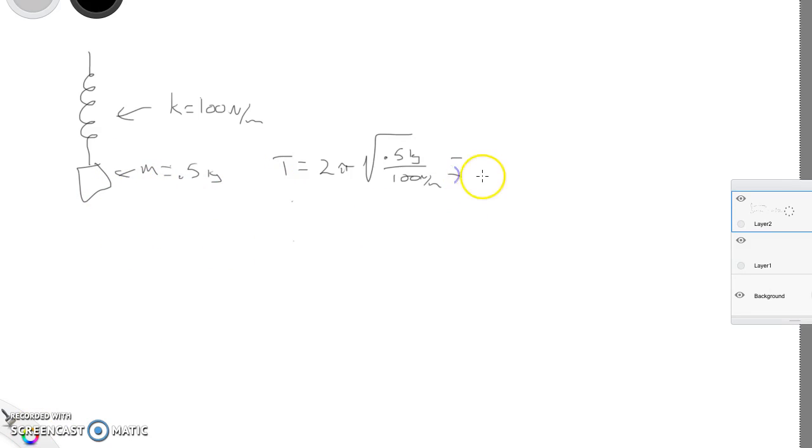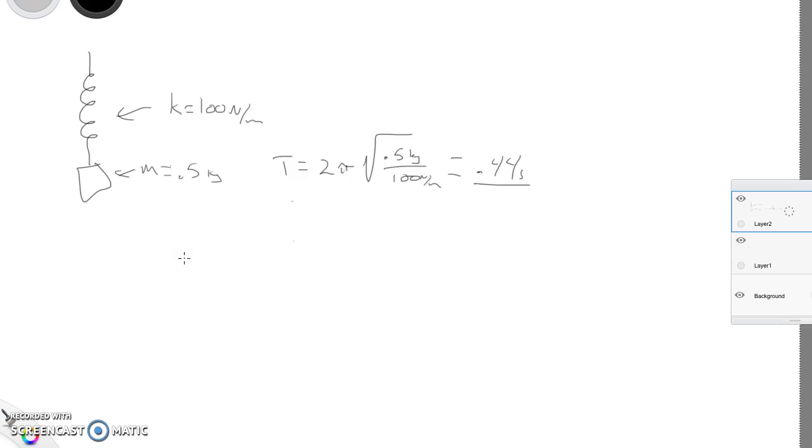Okay, so we get a period here of 0.44 seconds. Okay, so the question I have for you is, what would be the period of this system if we were floating in space? Or how would the period of this system change, rather, if we were floating in space? Or maybe if we're on the moon? How would that affect the period of oscillations here?